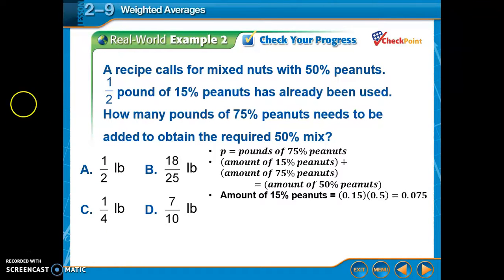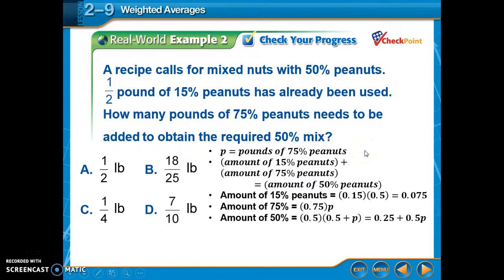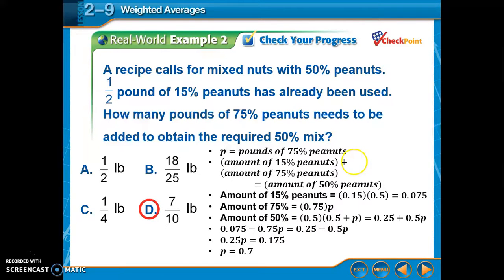So we can calculate our 15% peanuts, we can calculate our 75% peanuts, and our 50% peanuts, based upon the percentage and the weight that we want to multiply together. I'm going to pause the video here, and you're going to answer. And we're back. Hopefully you were able to solve this out by replacing each of this information into the equation and solve for the answer of P. We'll be back in just a minute for another episode.